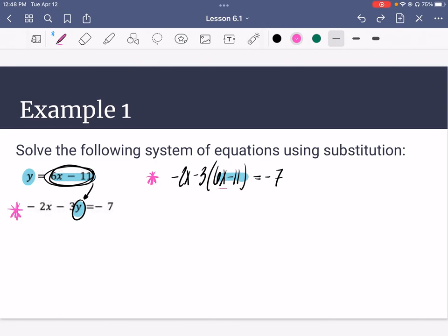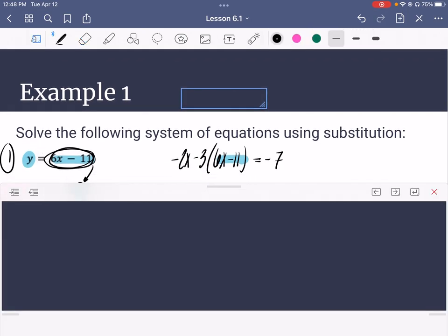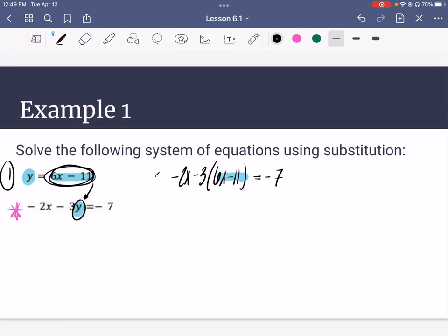The reason substitution works is because now that I've substituted this value in, I have gotten rid of the y in this second equation. So I only have one variable, x, in both of these spots, and now I'm able to actually solve for x. So step number 1, we did over here. Step number 2, we substituted.